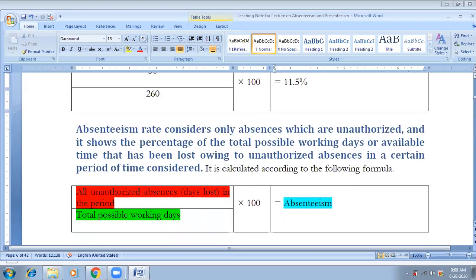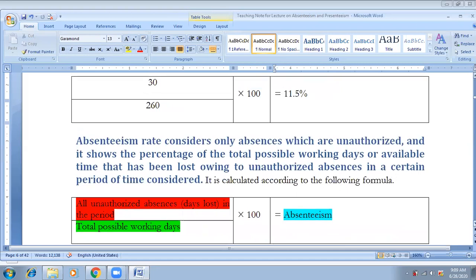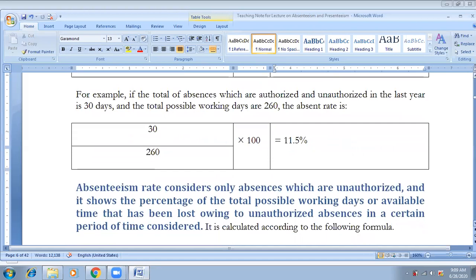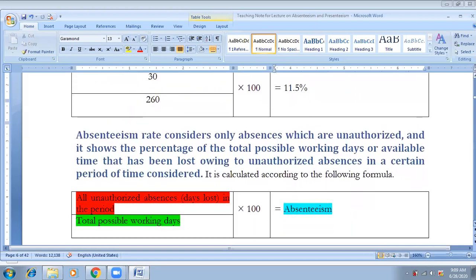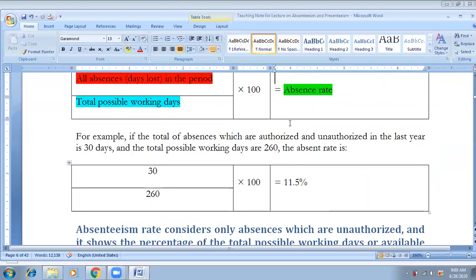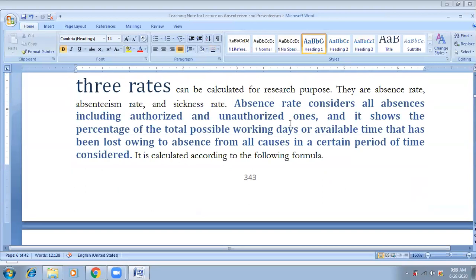Okay, then next one is absenteeism rate. It's not the absent rate. Now we are going to learn the absenteeism rate. It considers only absences which are unauthorized. Now that's the thing. The earlier one considered authorized and unauthorized both.